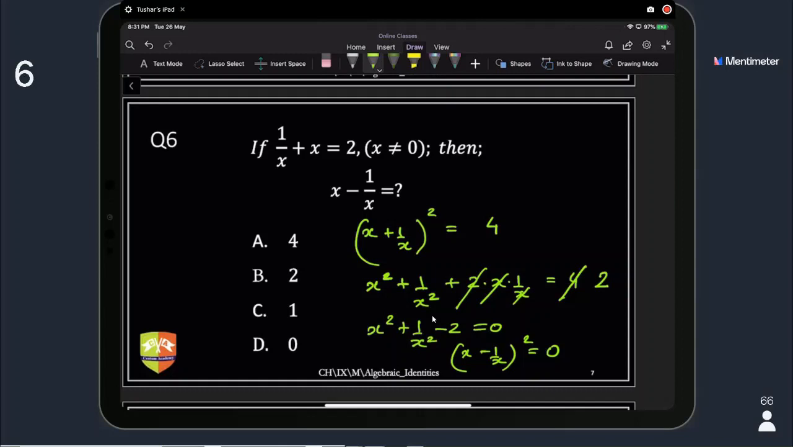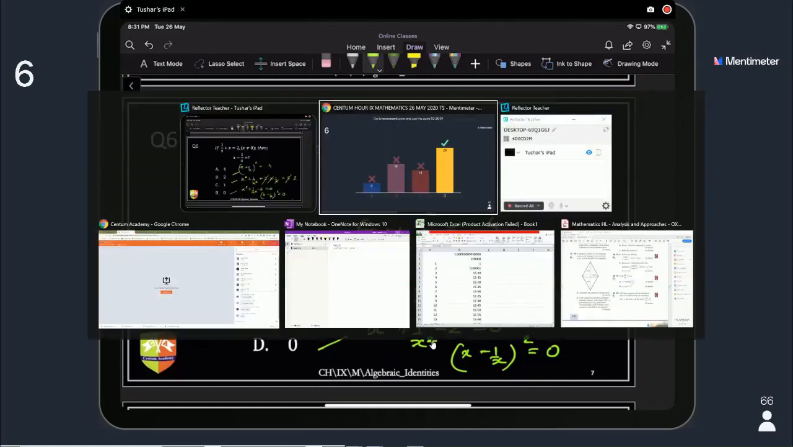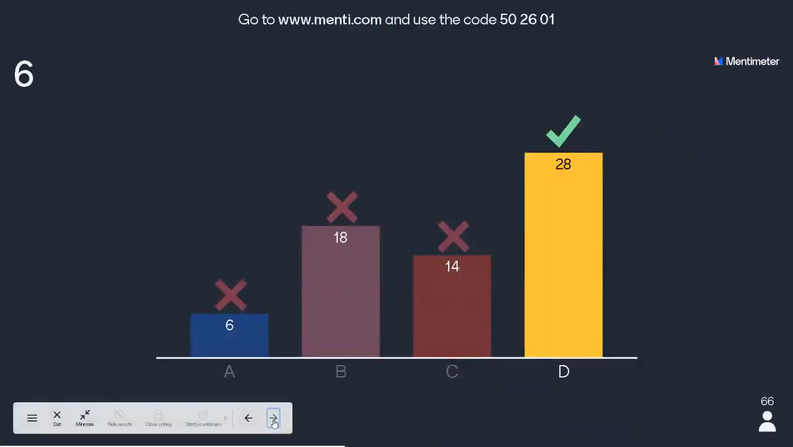x minus 1 by x is 0. So you should not have faced any challenge. Again, see how many steps? 1, 2, 3. None of the questions will require more than 3 steps. Next.